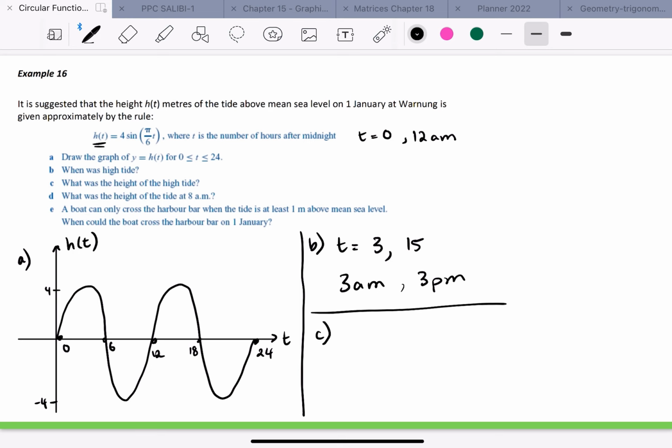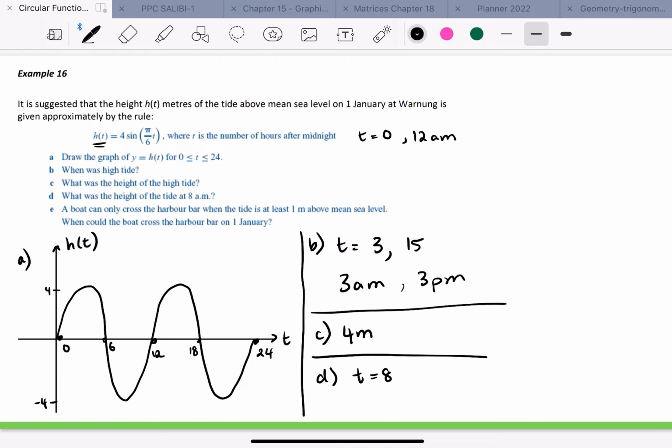Part C, what was the height of the high tide? So just where it got the highest, that's 4 meters, that's going to be the highest point. Part D, what was the height of the tide at 8 a.m.? So at 8 a.m. means that t is equal to 8. We can substitute that directly into our equation.